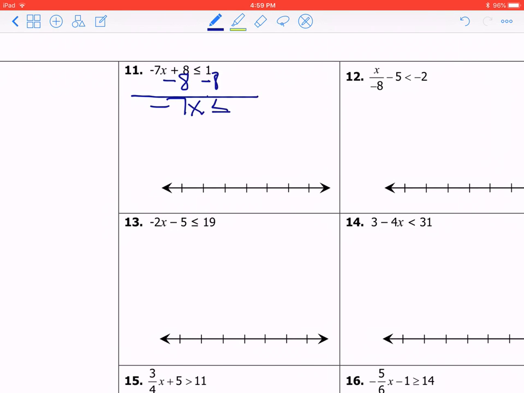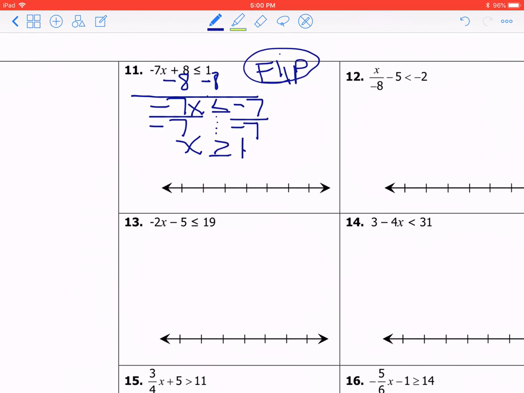It's going to be less than or equal to 1 subtract 8 is negative 7. Okay, now I've already done it to divide, and I just divided by a negative 7 on each side. So that means I am going to flip my inequality sign, which means it's going to change direction. So instead of it being that way, now it's going to be this way and be greater than. A negative and a negative turns positive, and you get a positive 1.